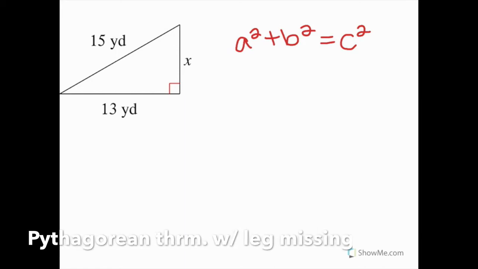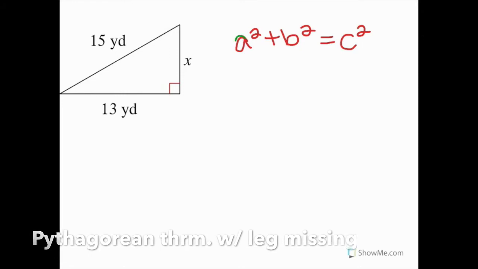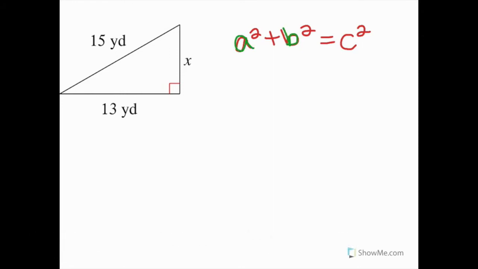Pythagorean Theorem, and this time one of the legs is missing. Okay, so just a little reminder, A and B are the legs of the right triangle. So this would be a leg, and this would be a leg, because they make up the right angle. They're the sides that make up the right angle.